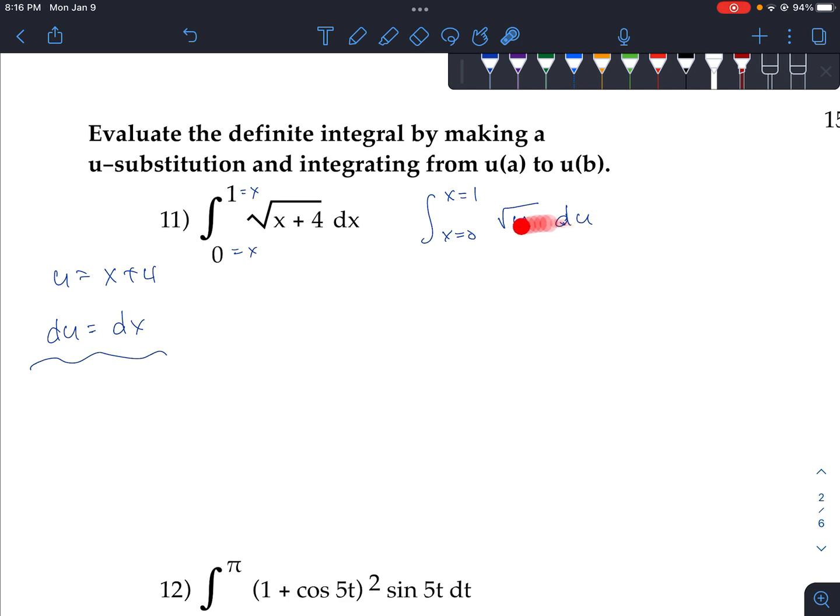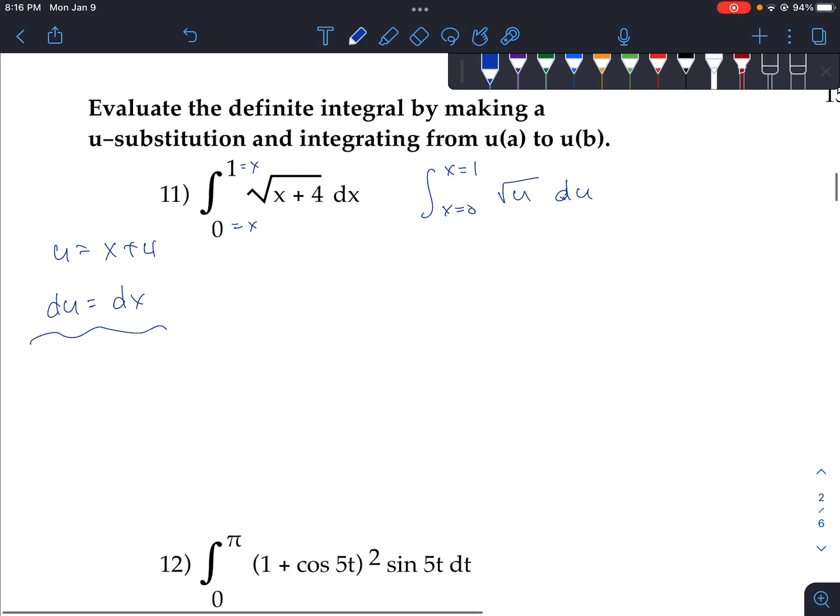So my function is now in terms of u. My derivative is asking me to integrate in terms of u, but my bounds are in terms of x. So we're going to change that by plugging this x into this function right here to get a u value. So for my upper bound, I'll have u of 1. That's going to be equal to 5 when I plug that in. For my lower bound, that's going to be u of 0, which is going to result in, if I plug 0 in here, it's going to be 4.